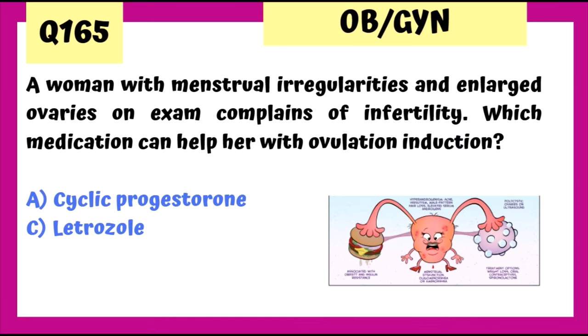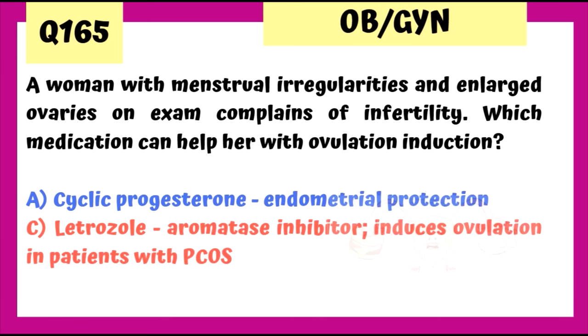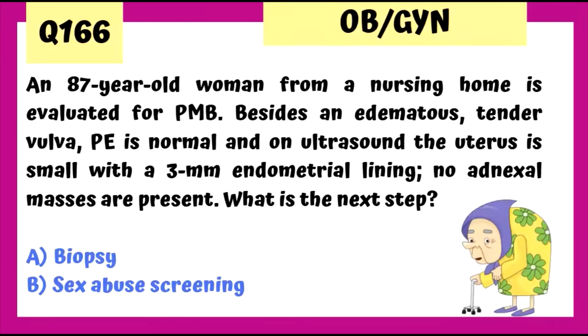165, a woman with menstrual irregularities and large ovaries on exam complains of infertility. Which medication can help her with ovulation induction? So here we're talking about PCOS, and letrozole would be helpful. It's an aromatase inhibitor, induces ovulation, as opposed to the cyclic progesterone, which is given to PCOS patients, but that's for endometrial protection.